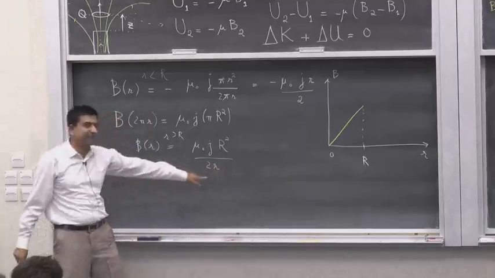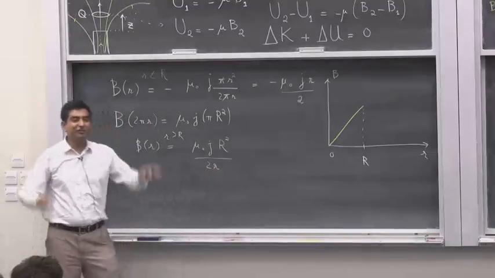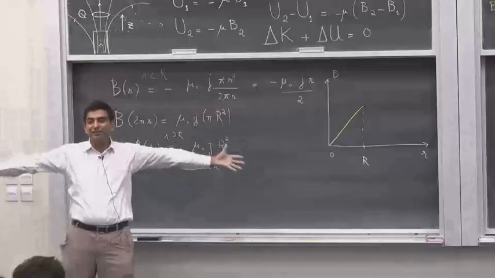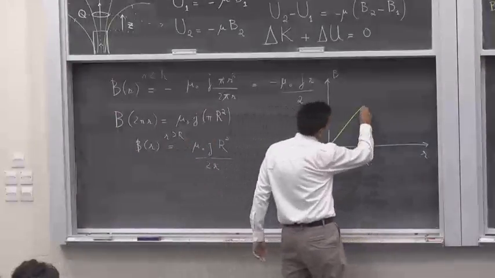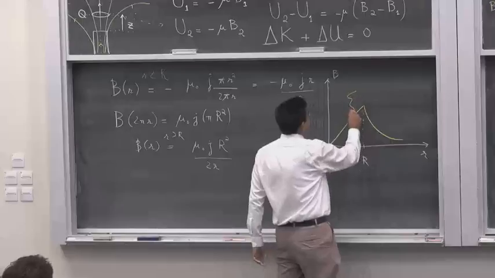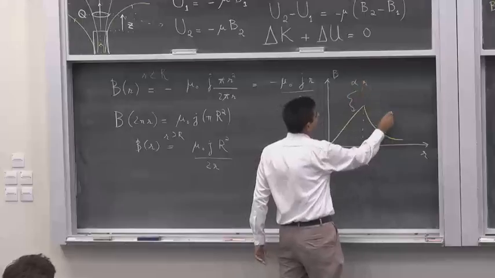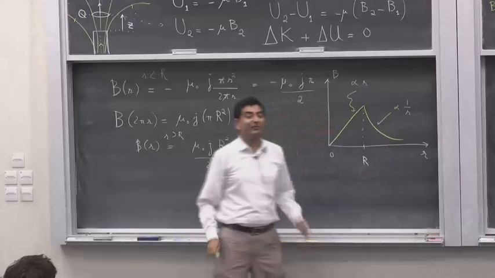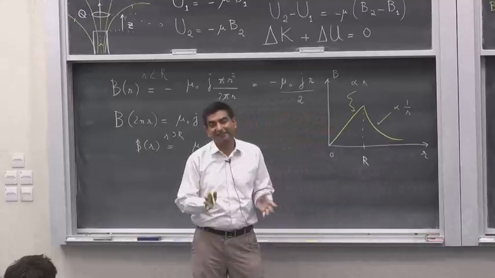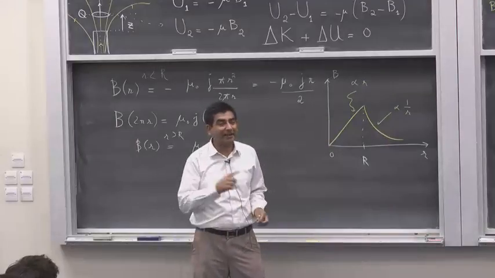Now you will see that the dependence is 1 over r. So the field is now going to drop outside the conductor, and it's going to drop off as 1 over r, like this. This is proportional to r. This is proportional to 1 over r. So this is how the magnetic field is going to change outside this current carrying wire.